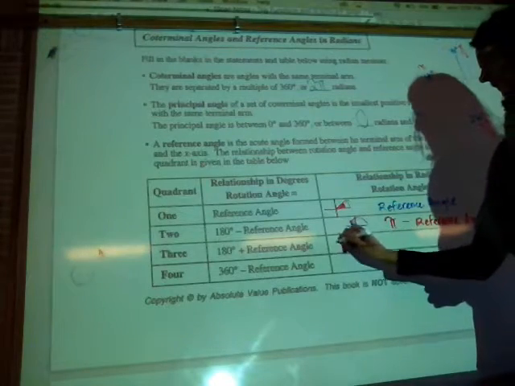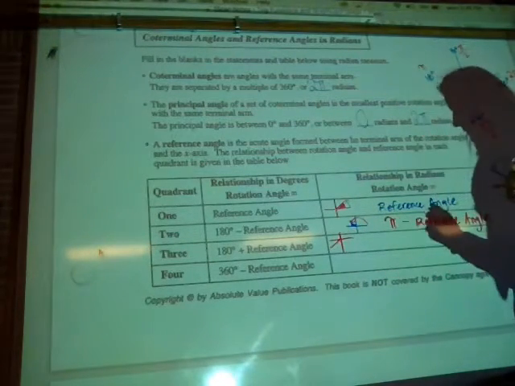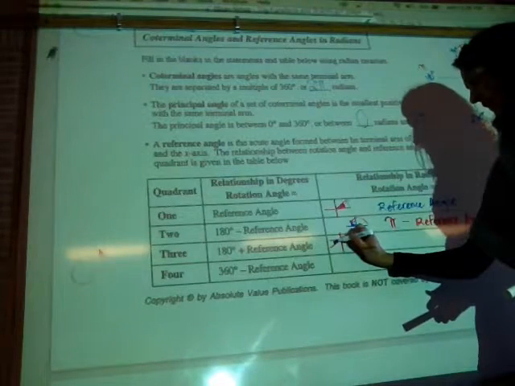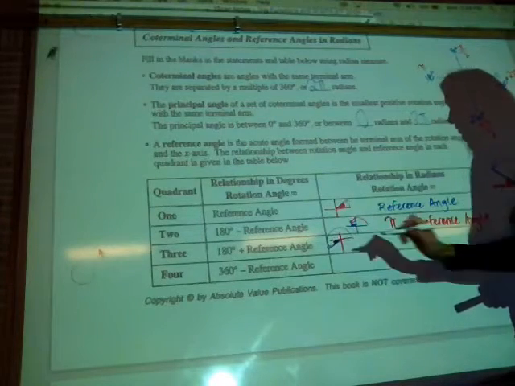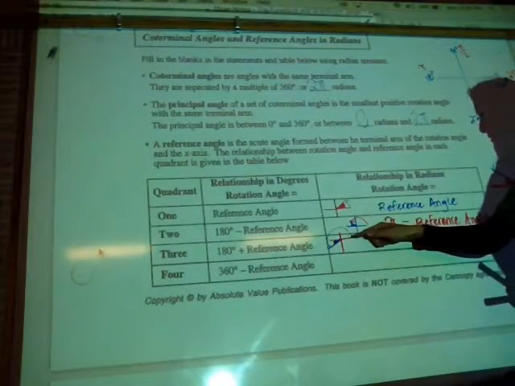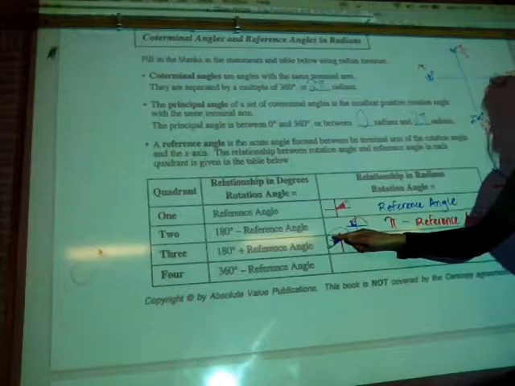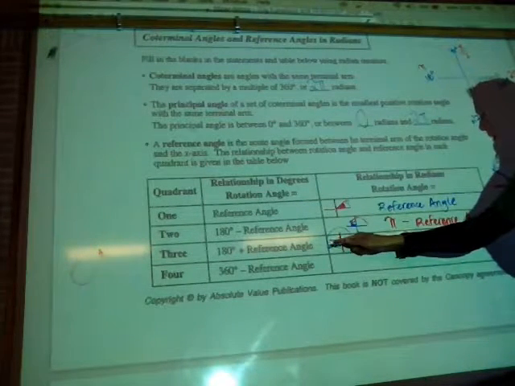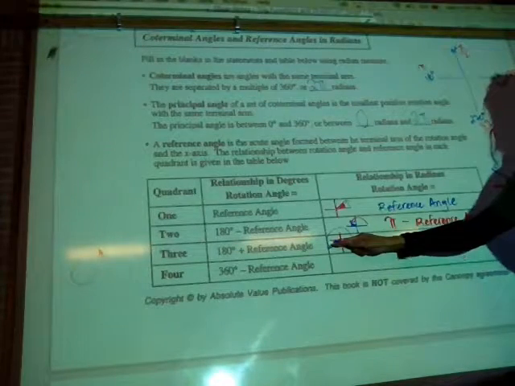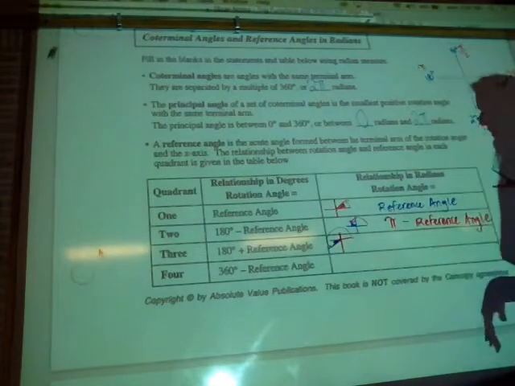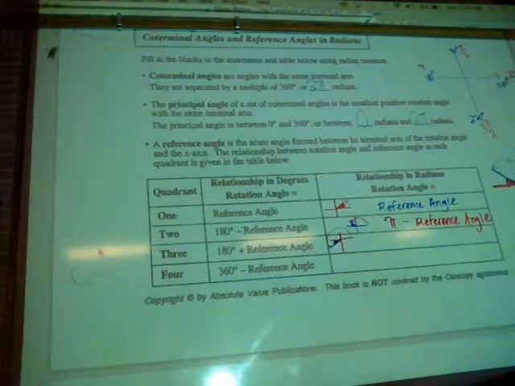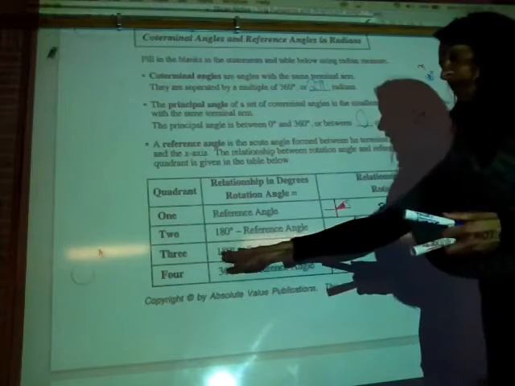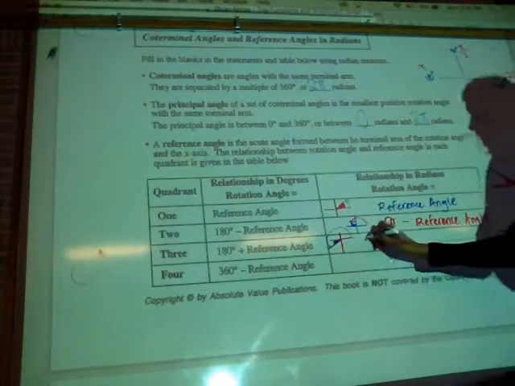Okay, in quadrant 3, so if I had a reference angle here, how would I figure out the rotation angle to that terminal arm? What's half a circle worth? 180, good. And 180 plus the reference angle, would that give me my rotation angle? Yeah, so that's what it says here as well. 180 degrees, that's half circle, plus this little reference angle between the x-axis and the terminal arm. That will give you your rotation angle. So the same thing goes in radians, except instead of 180 degrees, we use pi. So it's pi plus your reference angle.